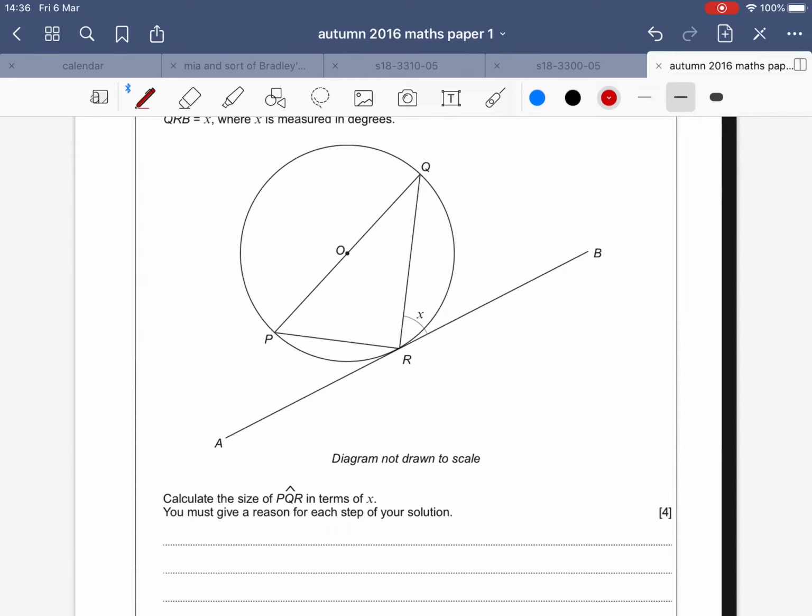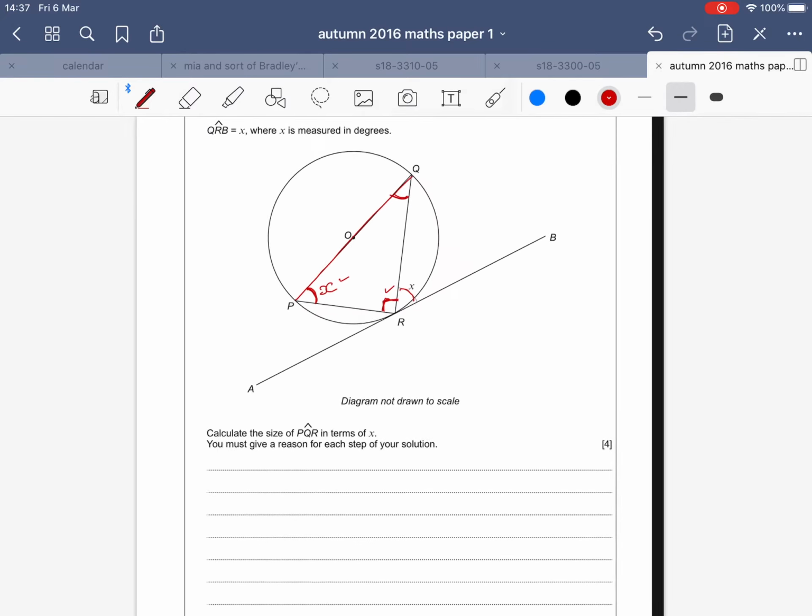So without writing anything yet, you should know that because this is our diameter, this has to be 90 degrees. So you've got to explain that in your answer in a minute. Because this is x, alternate segment theorem says that this is therefore also x. Therefore, you should be able to find out Q by doing 180, take away 90, take away your x. So you just want to briefly explain that.